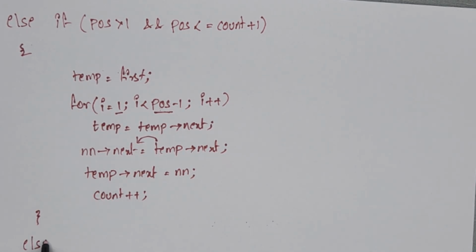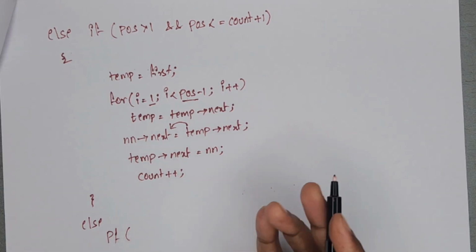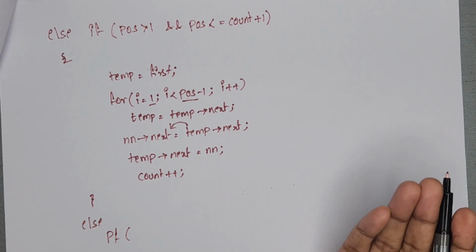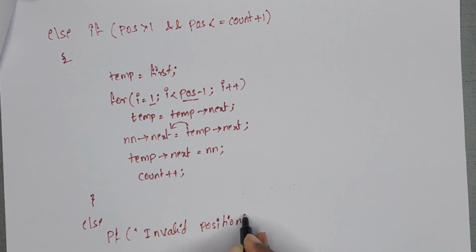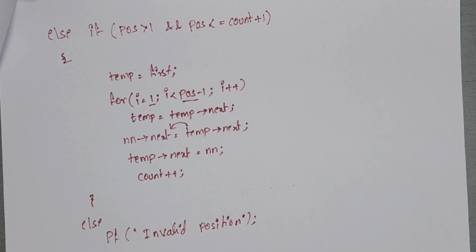Else, invalid position. If nodes are 5 and the position is 10, how can you insert? That is not possible. Just print one message, invalid position, and close this insert function.